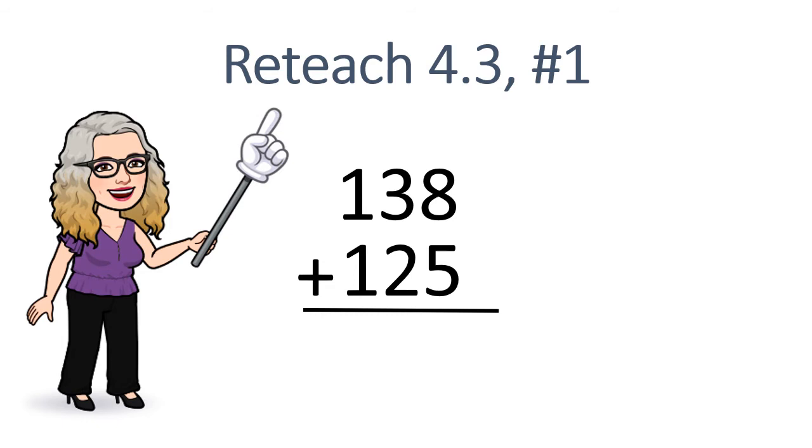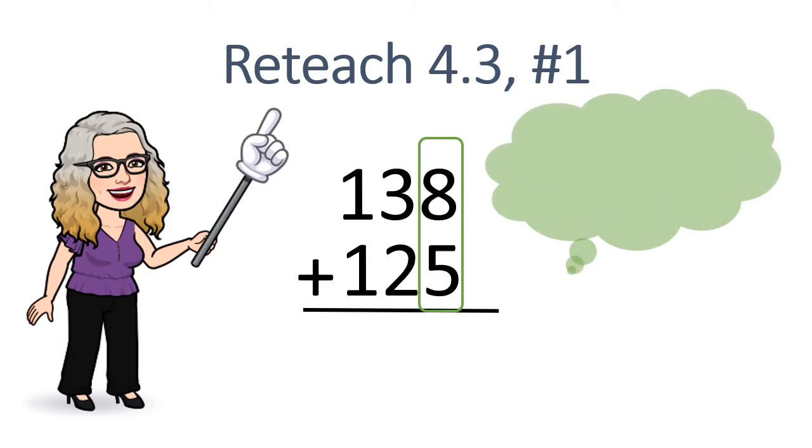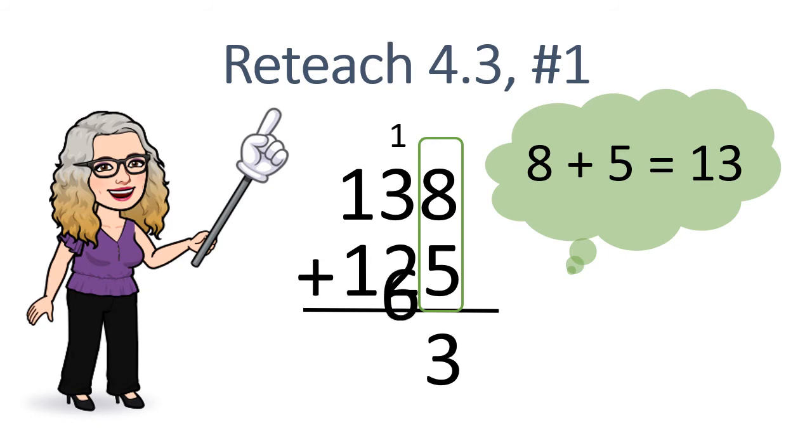All right, now that you have had a chance to try this problem out on your own, let's take a look at the answer. So remember, we're starting with the ones column, and we start with 8 plus 5. And let's think, 8 plus 5, well, that equals 13. So I'm going to write my 3 and carry the 1. Now, I don't want to forget that 1 I carried, so when I go to the tens column, I need to add 1 plus 3 plus 2, and that equals 6. Now, I haven't carried anything. I didn't have to regroup, so I'm just going to the hundreds column to add 1 plus 1, and that equals 2. So 138 plus 125 equals 263.